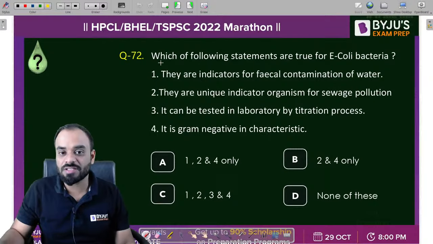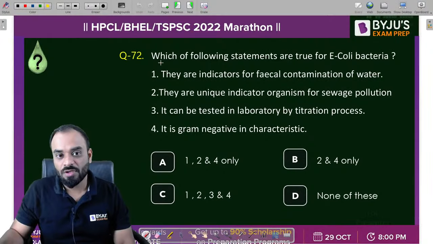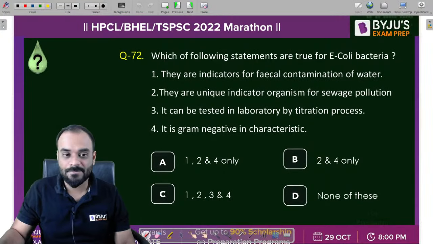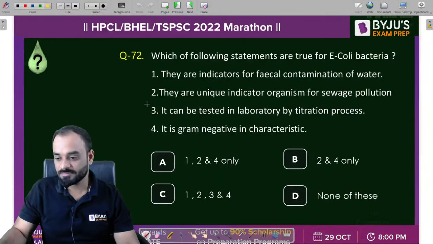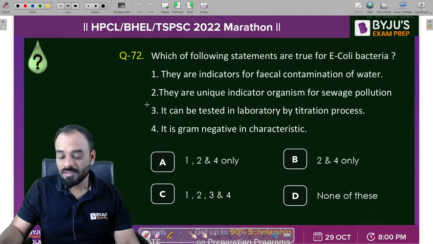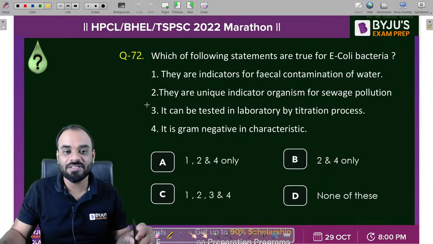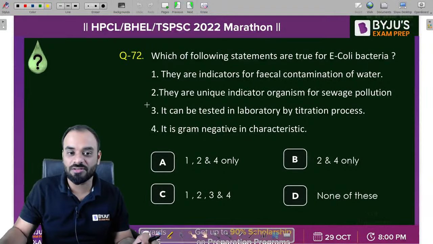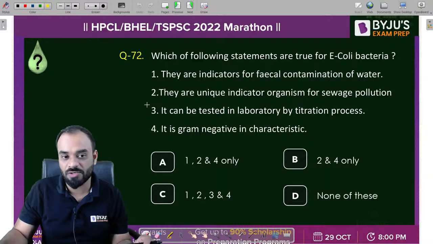Which of the following statements are true for E. coli bacteria? Tell me, guys, quickly. All correct. Okay. Means they are the indicator for fecal contamination. They are unique indicator organism for sewage pollution. It can be tested in the laboratory.